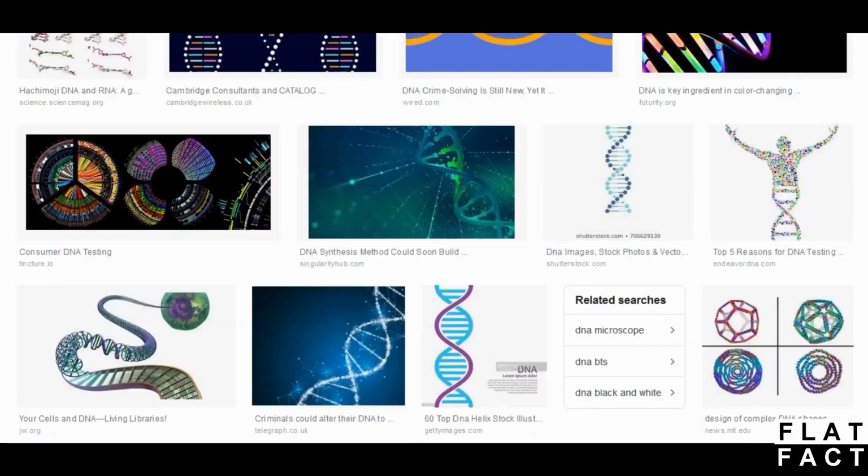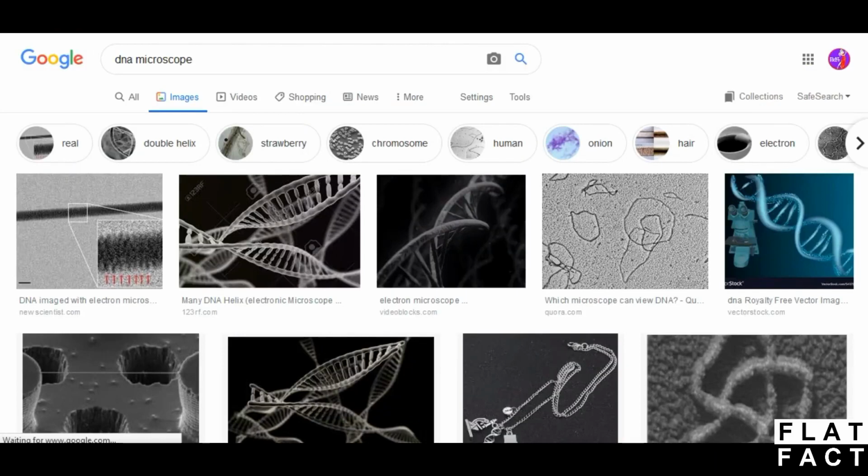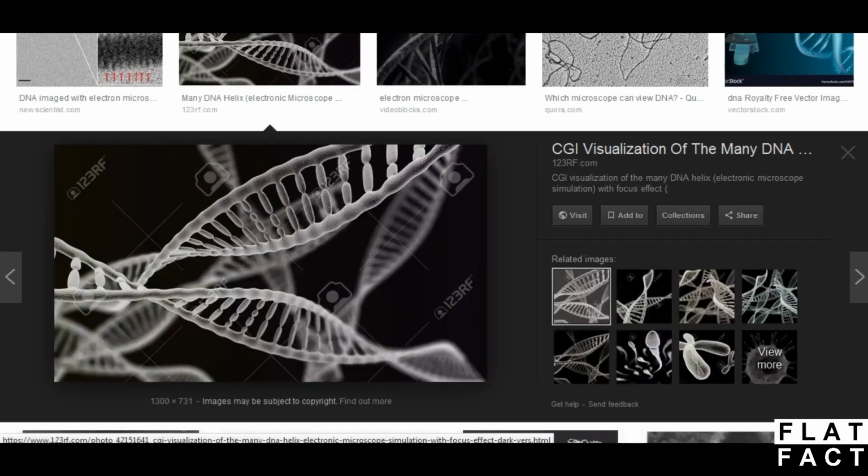Ooh, Google says microscope images. Let's have a look. Sorry, that's graphics. This image is not real either. Look, it even tells you, it says CGI visualization of the DNA helix, an electronic microscope simulation with focus effect. Why would you need an electronic microscope simulation?